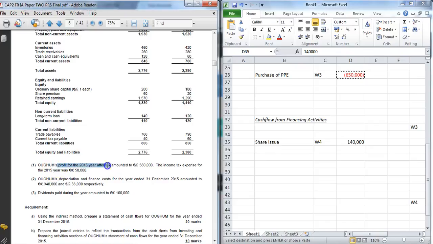There is profit for the year, which we're given as 380, but also, particularly note 3, there's dividends of 100,000. And one of the key points to remember here is you wouldn't have to be told what the dividend figure is. The examiner was just being nice there. You should be able to prove that dividends were 100,000 from the question.